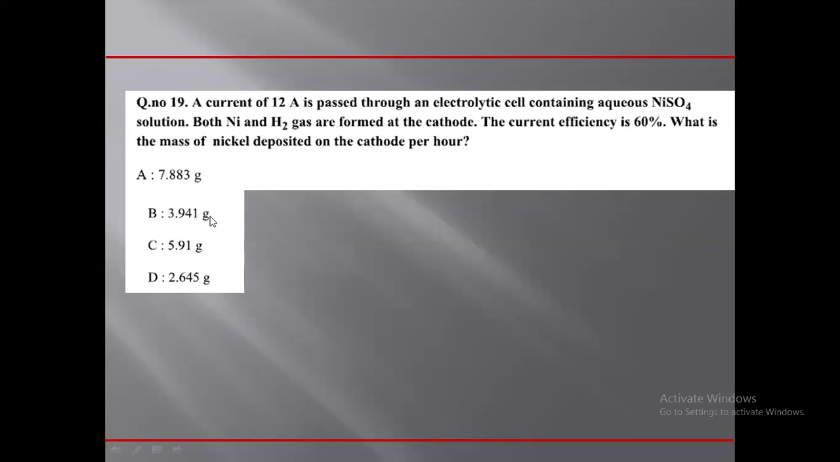Yes. Question number 19. A current of 12 ampere is passed through an electrolytic cell containing aqueous NiSO4 solution. Both the nickel and H2 gas are formed at the cathode. The current efficiency is 60%. What is the mass of nickel deposited on the cathode per hour?